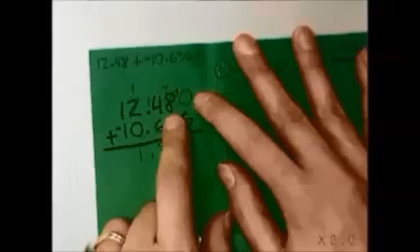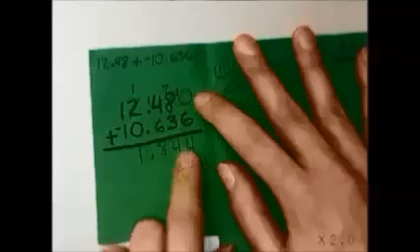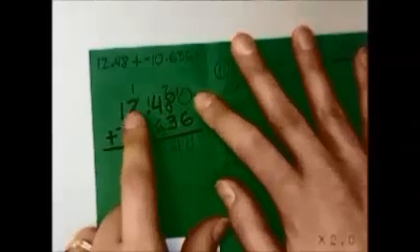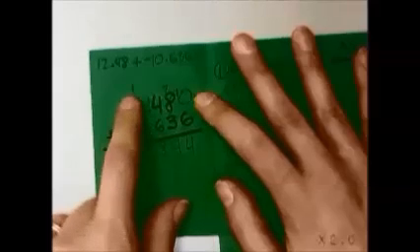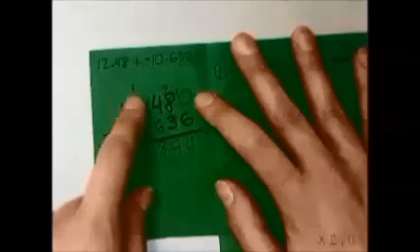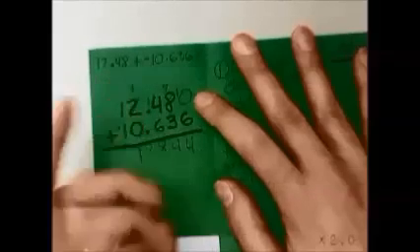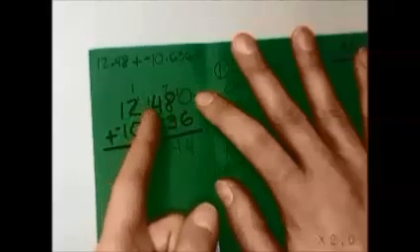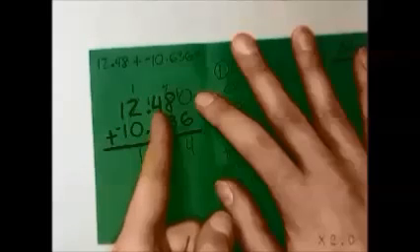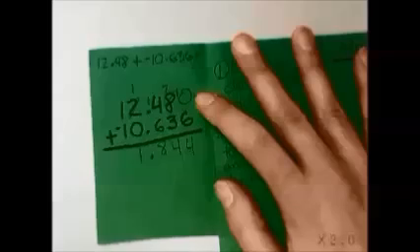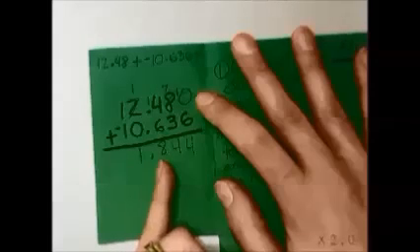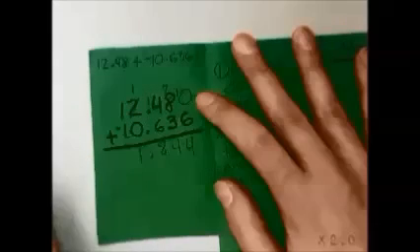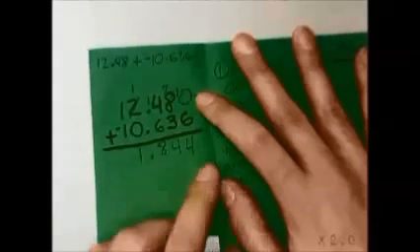Anyways, so I borrowed from my 8, made it into a 7. 10 minus 6 is 4. 7 minus 3 is 4. Okay, 4 minus 6, I can't do it, so I borrowed from this 1, and I now have 1 left in the ones place, and I brought that over, and now have 14 minus 6, and that gives me an 8 here in the tenths place. 1 minus 0 is 1, and 1 minus 1 is nothing. So I have 1 and 844 thousandths.